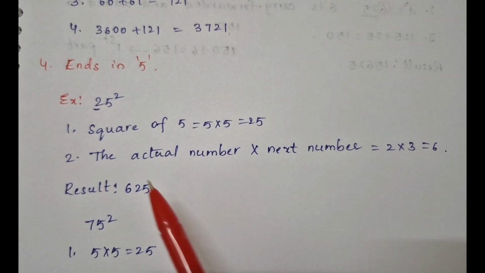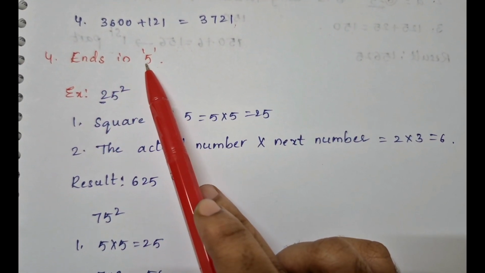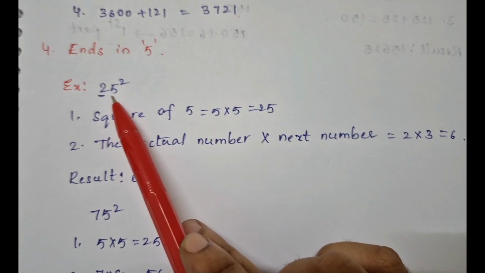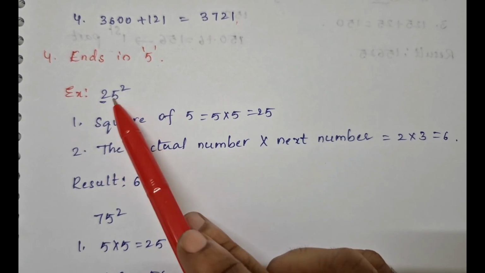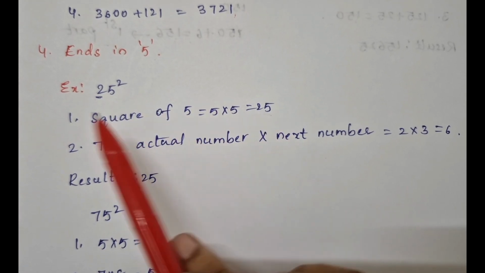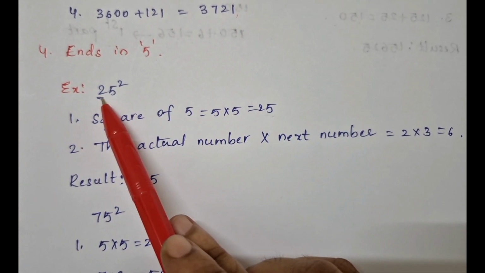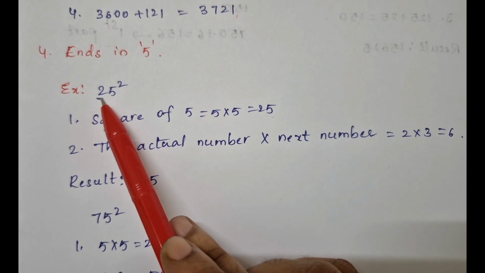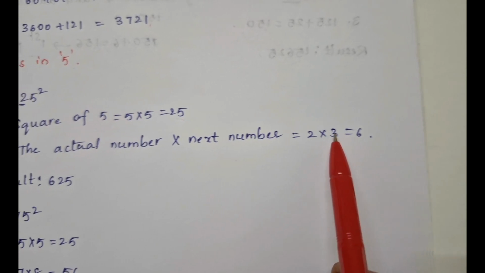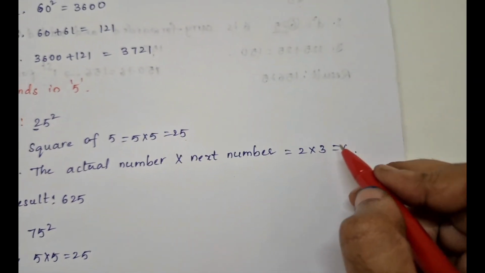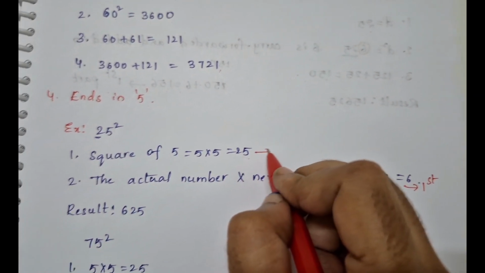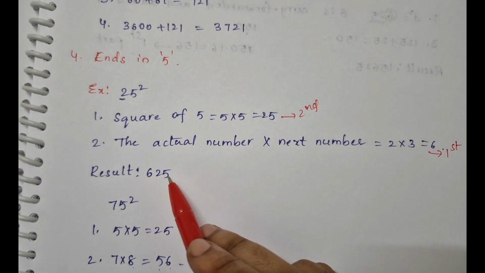And the fourth method is for the numbers which are ending with 5. So 25 square we already know as 625, but let me explain with this method. First of all, we will write the unit digit square. 5 square we already know as 25, no? So I'll keep that aside. Next, the number before 5 is 2, and the next number for the 2 is 3, right? 2 into 3, how much you will get? 6. So this is the first part, and this 25 is the second part. So what is the answer? You will get 625.